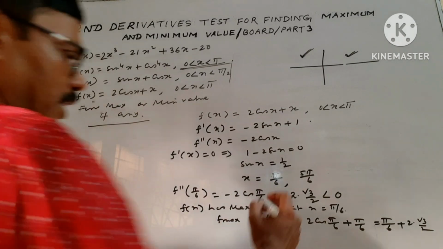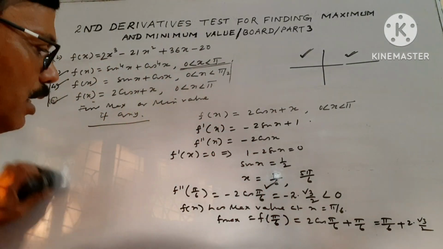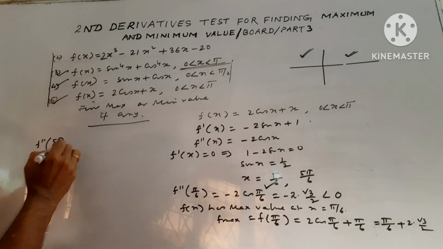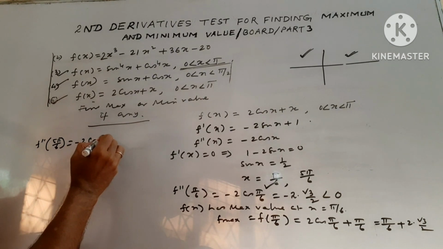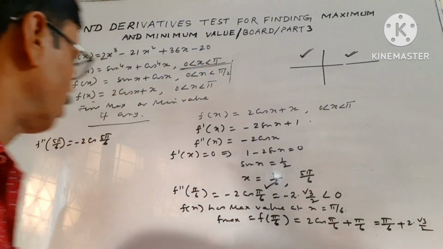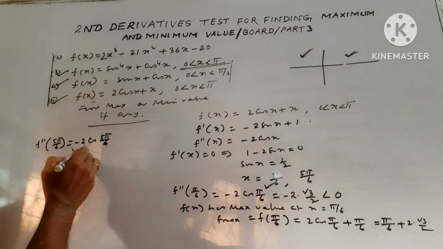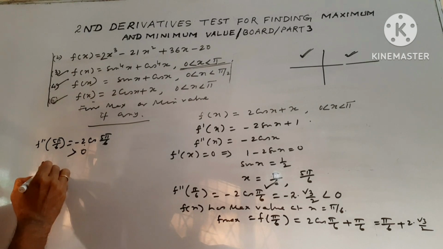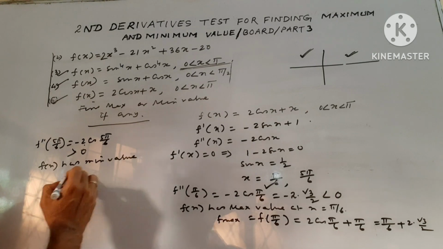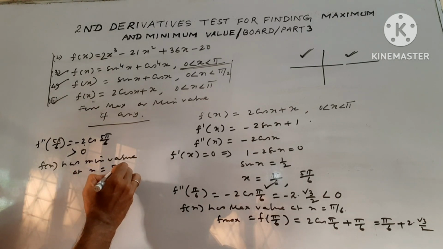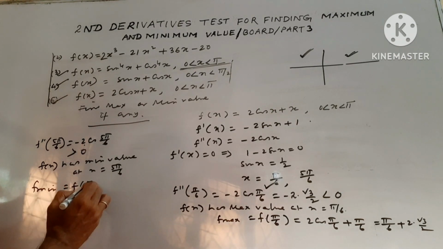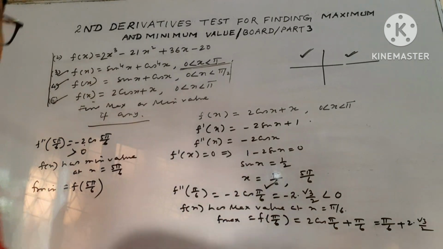Now one more point is remaining. So f double dash 5 pi by 6 equals minus 2 cos 5 pi by 6. Cos 5 pi by 6 is negative in the second quadrant, and negative into minus 2 is greater than 0. So f(x) has a minimum value at x equals 5 pi by 6. So f minimum equals f of 5 pi by 6.